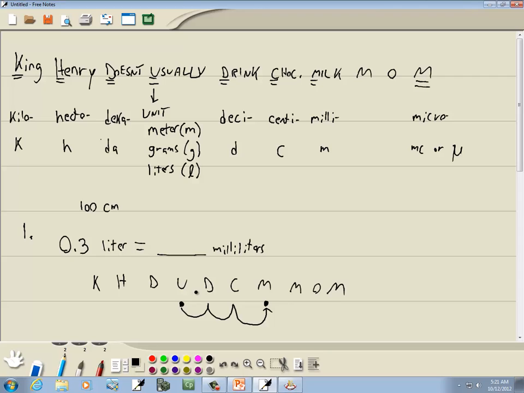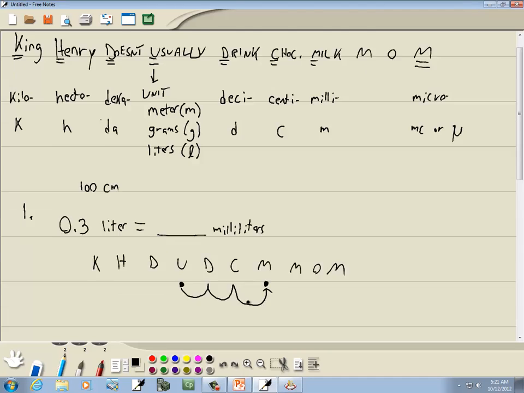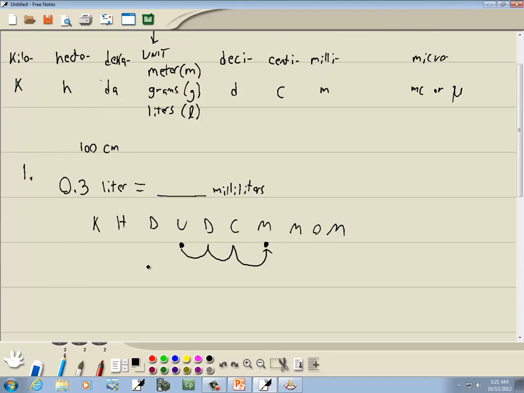When I'm moving it, you don't put it in between the letters. It's right underneath the U here. The first move goes underneath the D, then underneath the C, and then underneath the M. So we're going to move our decimal place 3 places to the right. I've got 0.3 here, and 1, 2, 3 is the new location of our decimal. Where there is nothing, we have to put zeros. So 0.3 liters is 300 milliliters, and that's our answer.